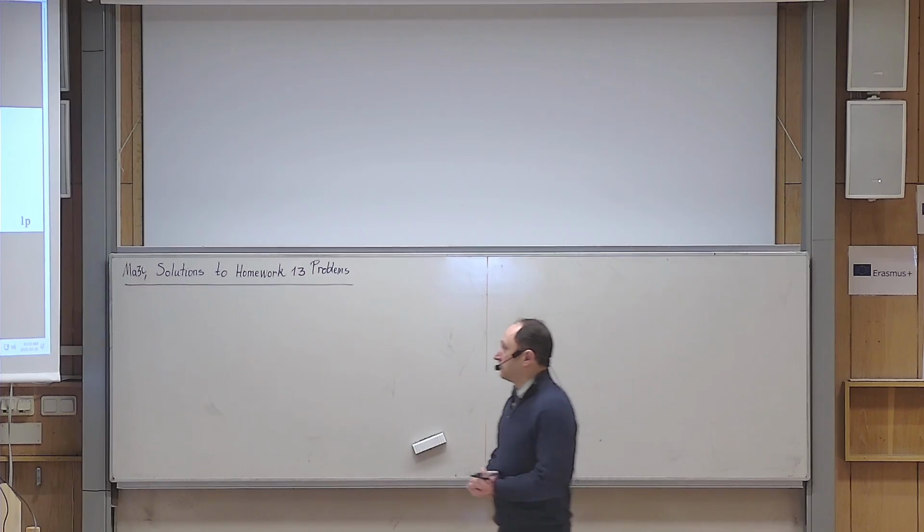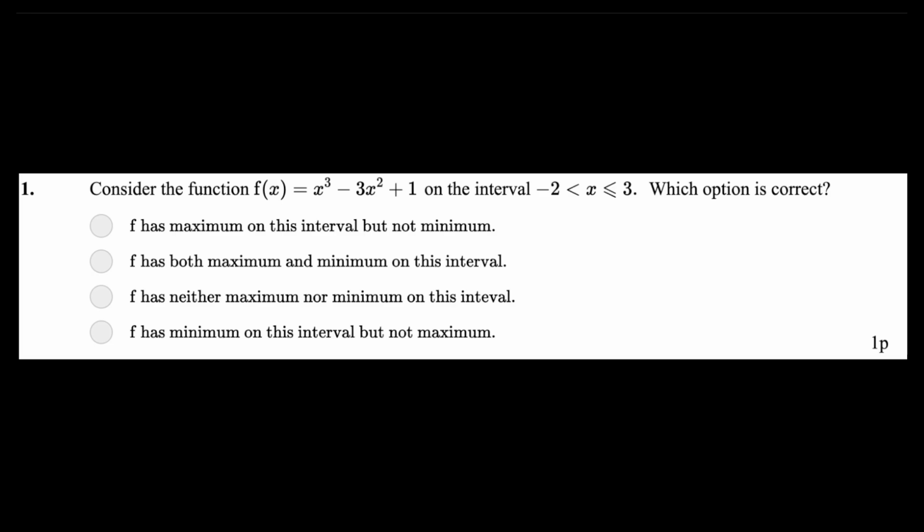The first question, let us read it. Consider this function f of x to be x cubed minus 3x squared plus 1 on the interval from minus 2 to 3, excluding minus 2 but including 3. Which option is correct? As you see, all the options are talking about maximum and minimum of the function on this interval. For example, the first option tells you that f has a maximum on this interval, but not a minimum. The other option tells you that f has both maximum and minimum of this interval, and like this.